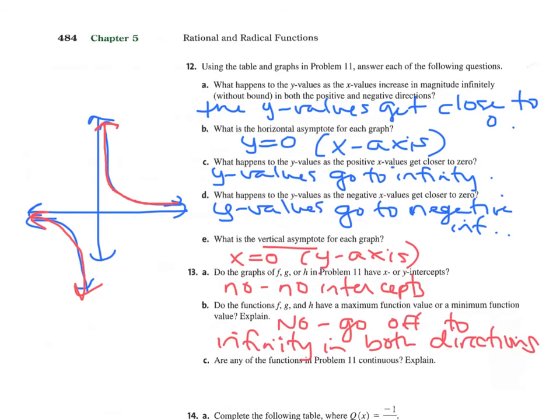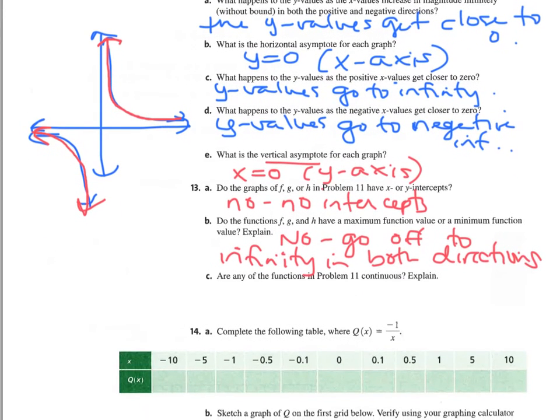Are any of them continuous? If there's any value you're not allowed to use for x, in this case x was not allowed to be 0, then it can't be continuous, because there's some kind of gap or asymptote or hole at x equals 0. So none of these are continuous, because they're not defined for all values.